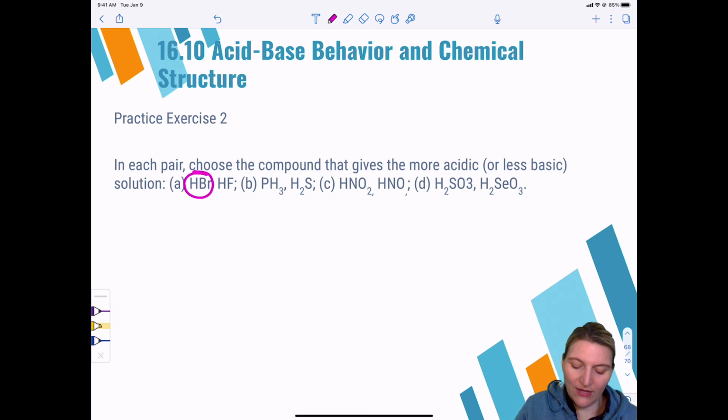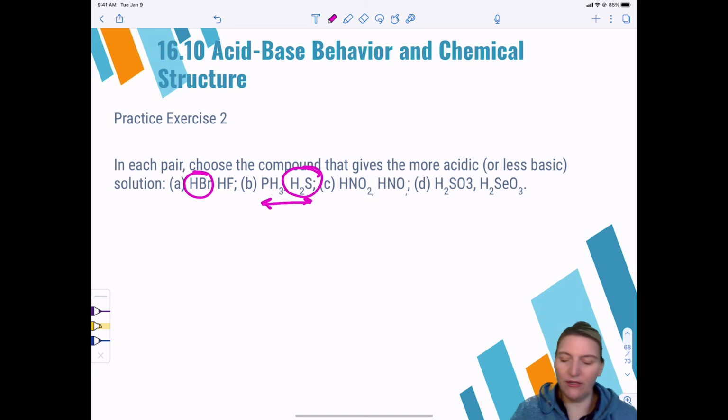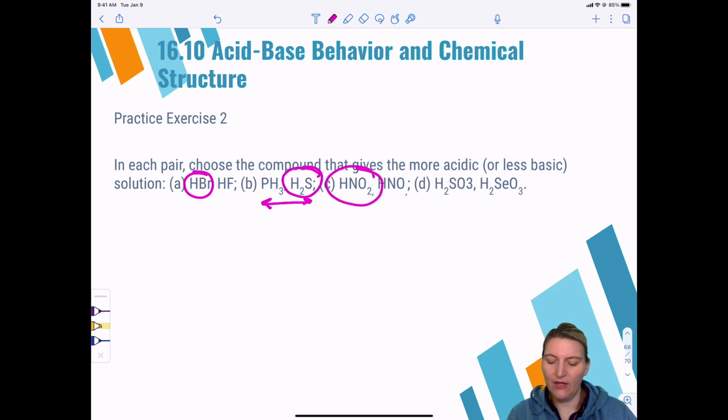When I'm looking at these, sulfur and phosphorus are in the same row. So it's not the size of the atom that's making the difference, it's the electronegativity of the atom. And sulfur is more electronegative than phosphorus. HNO2 and HNO, these are oxy acids. They have the same nonmetal, nitrogen. So what makes the difference? The more oxygen, the stronger it is.